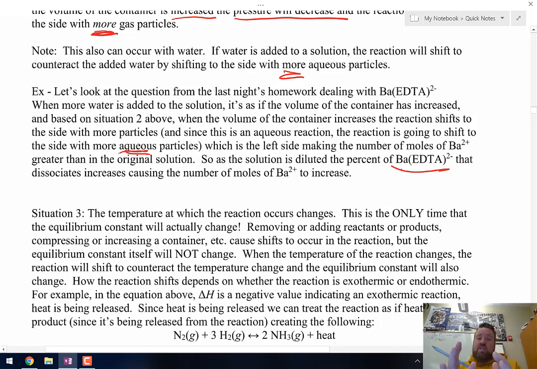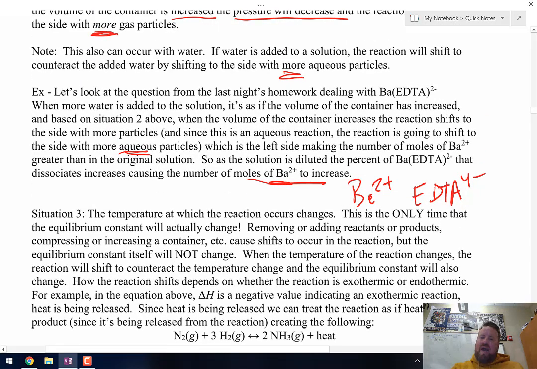So if it shifts to the side with more aqueous particles, that means that this is dissociating to make more of the Ba2+ and the EDTA4-. And so as the solution is diluted, the percent of this that dissociates increases. So the percent ionization of Ba-EDTA increases, which causes the number of moles of barium ions to increase. Okay.